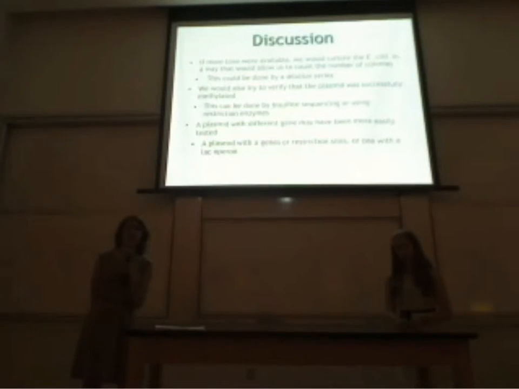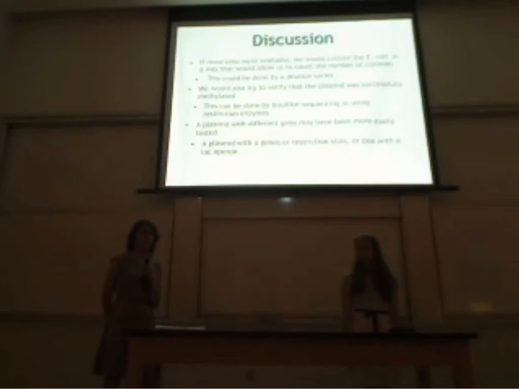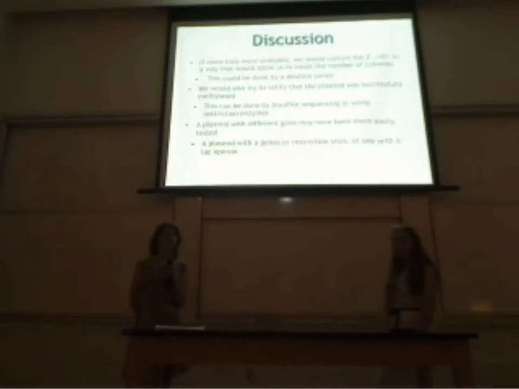So, our discussion. If more time were available, we would have liked to get quantitative results, just numbers, instead of qualitative, just observations. And one way that we could have done this was by growing our cultures in a way that would have allowed us to have countable colonies of bacteria rather than just lawns. And we could have done this by using a dilution series, and we could have streaked our plates differently.